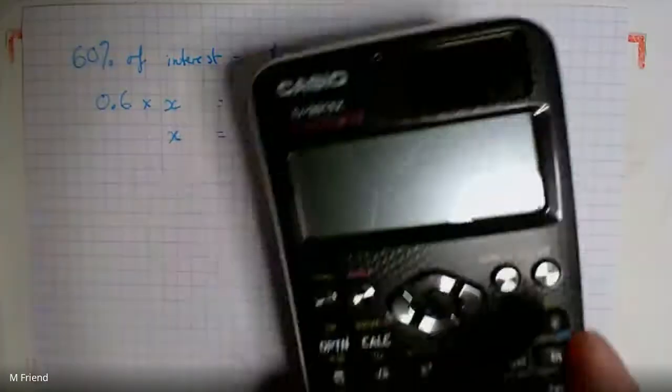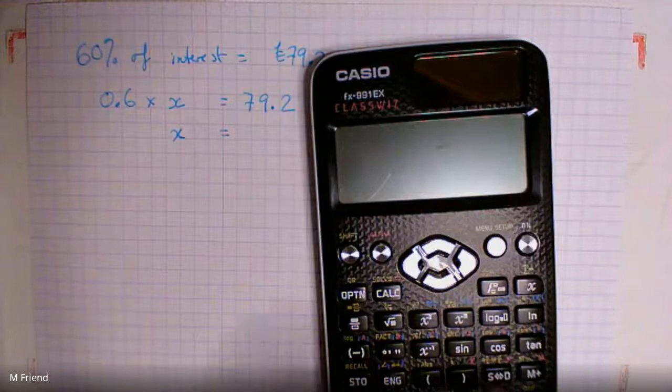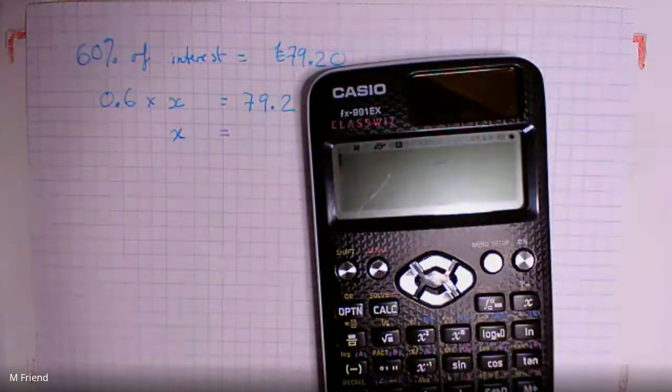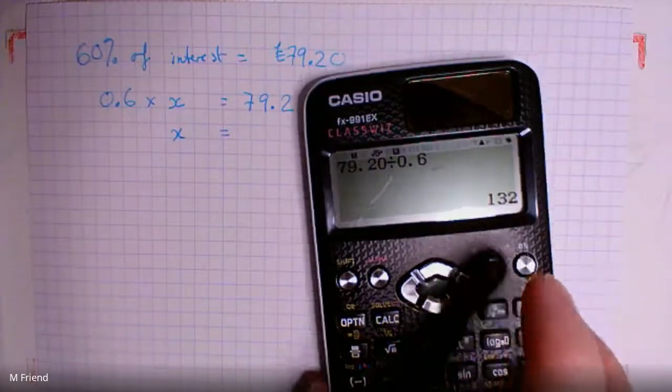Let's divide both sides by 0.6 just on my calculator. I just tried to check that you can see my calculator, so that it fits on the screen. So I've got £79.20 divided by 0.6, and that should work out how much interest the bank gave. So it's 132.